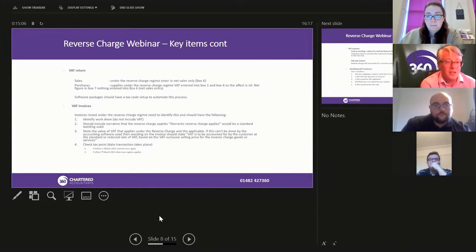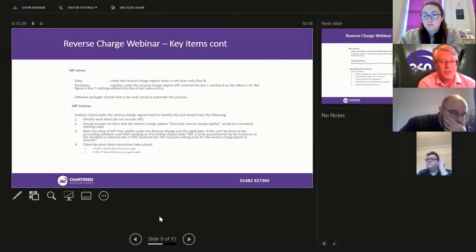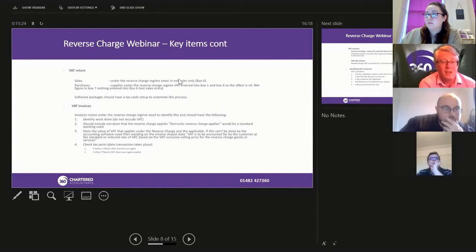And then in terms of actual physical invoices, if you're raising invoices through your software solutions, these should have some solutions on them. As you'll see, invoices raised under the reverse charge regime need to identify if they are under this scheme. It needs to identify the work, not necessarily the VAT. It should include the narrative that the reverse charge applies.